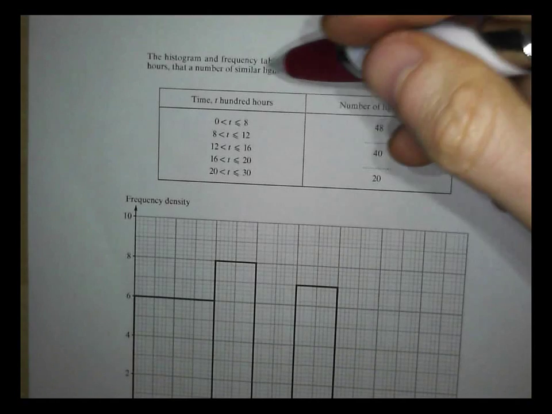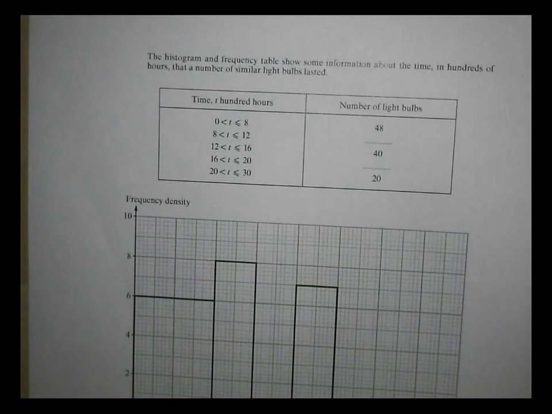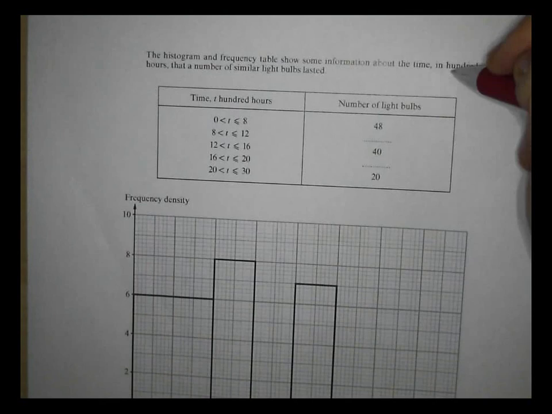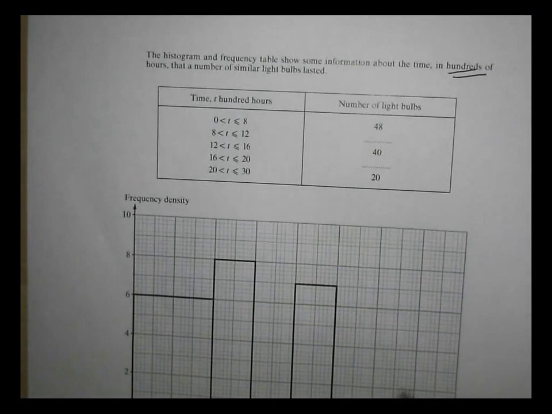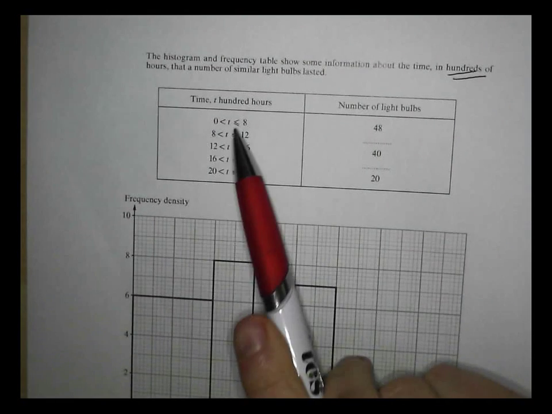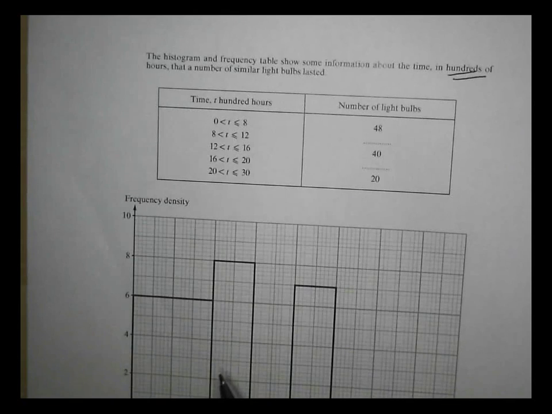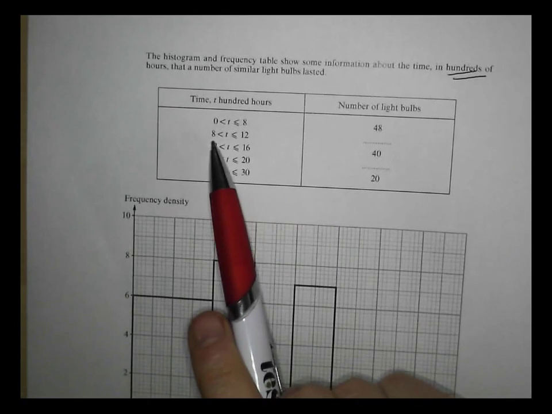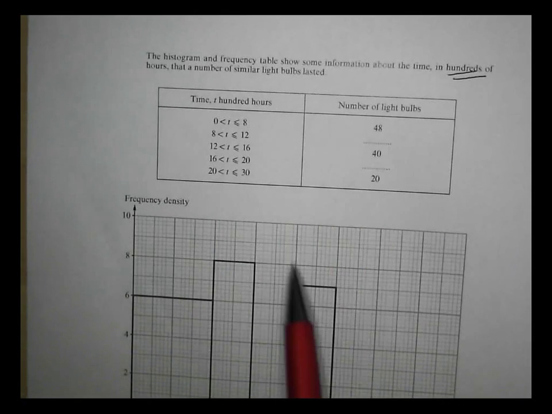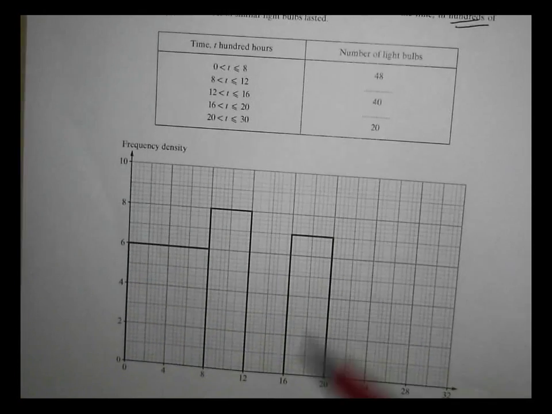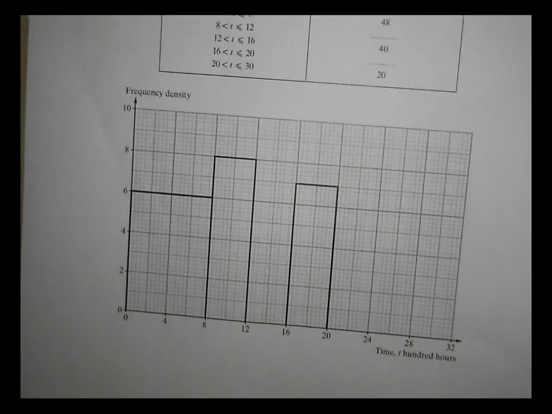The histogram and frequency table show information about the time, in hundreds of hours, that's going to be important, that a number of similar light bulbs lasted. So 0 to 8, and remember that's 800 hours, there were 48 light bulbs in that category. 8 to 12, we don't know how many, but we have a bit of a histogram going on below that's going to come into play.